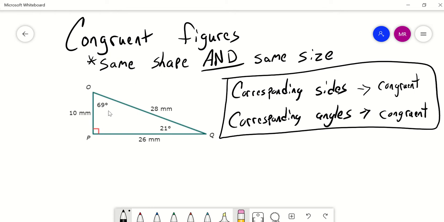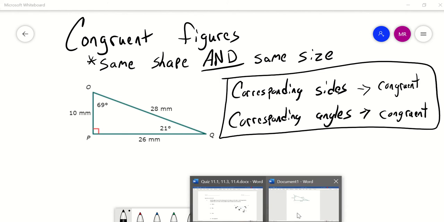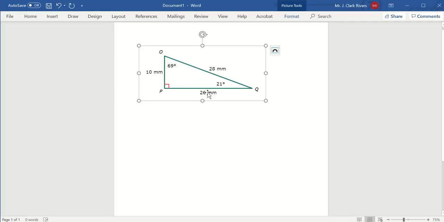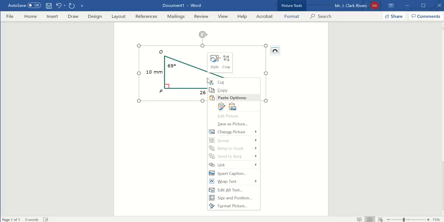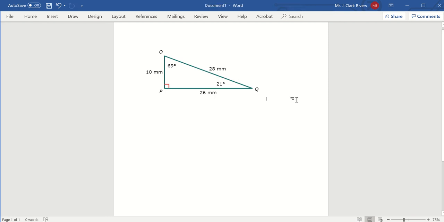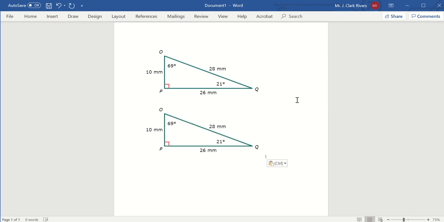So here we have a triangle, and I've got this triangle here in Word. So I am going to literally copy and paste this triangle, and you will see that it is identical. And that is exactly what congruency means. It means it is the exact same shape, exact same size. It's as if you copied and pasted the figure. Notice we have sides of 10 millimeters and 10 millimeters. We have sides of 28 millimeters and 28 millimeters. We have a side of 26 millimeters and 26 millimeters.